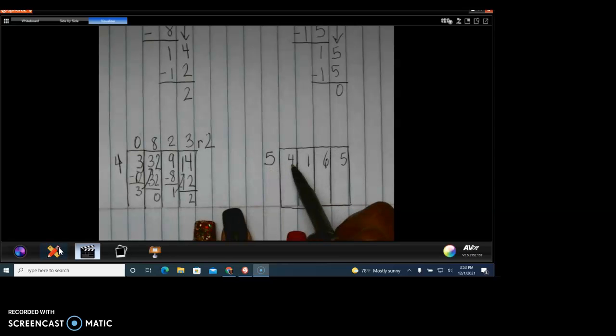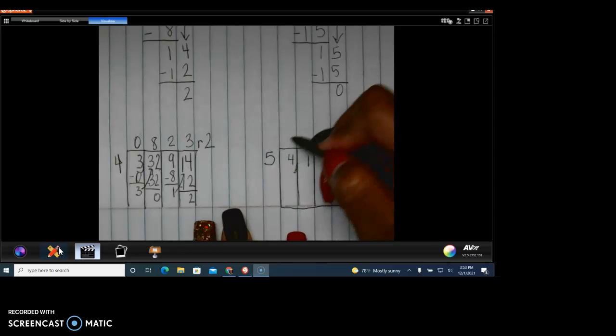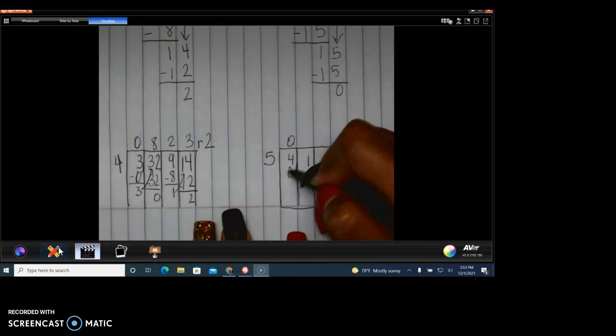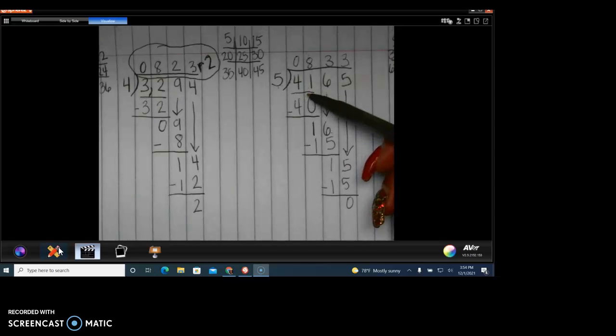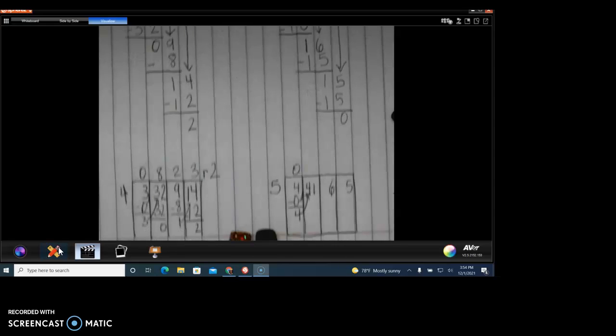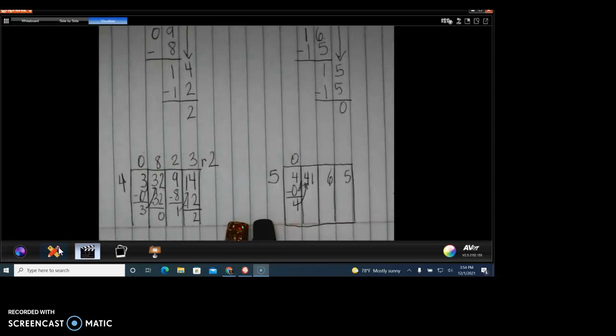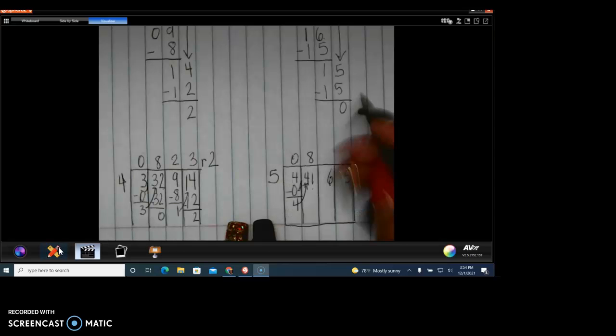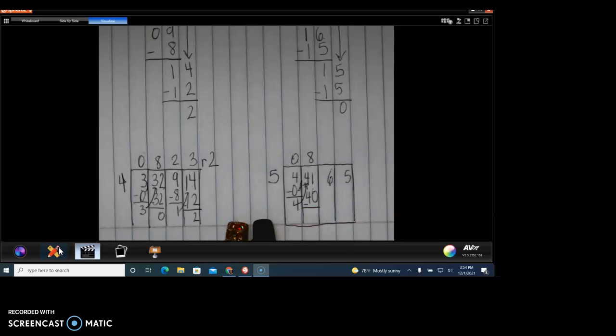If I have 5, can I make any groups with just 4? No. 0 times 5. It goes back to the part about starting with just the 41 as we did up here. Okay. Can I make any groups of 5 from 41? Yes. I know that I can make 8 groups. 8 times 5 is 40. I subtract and I get 1.